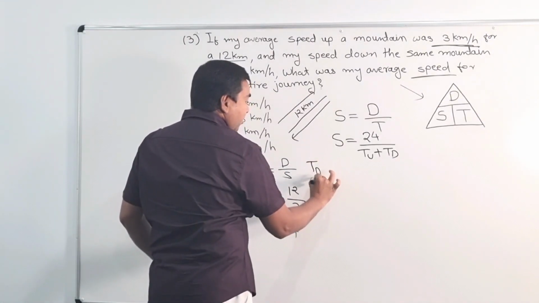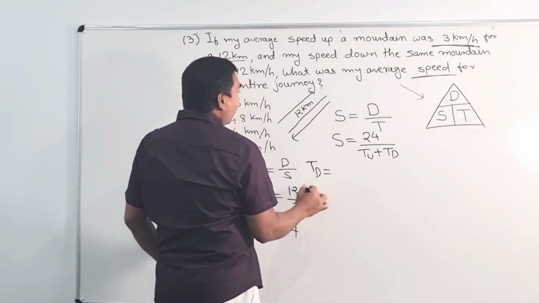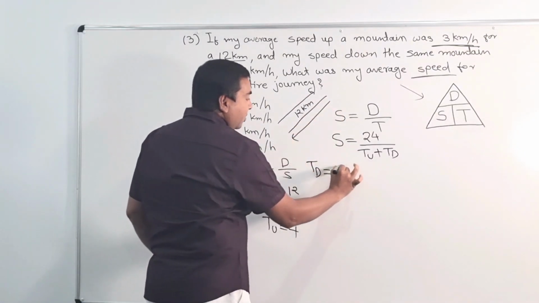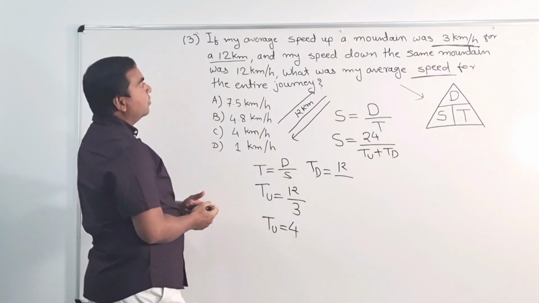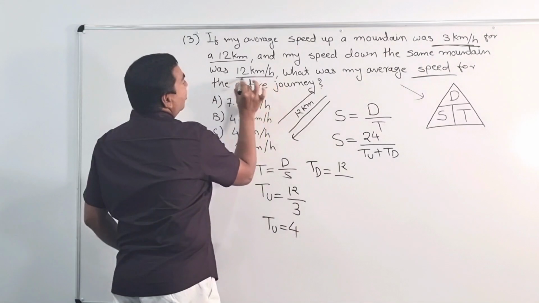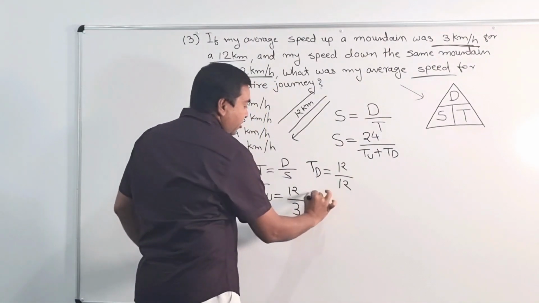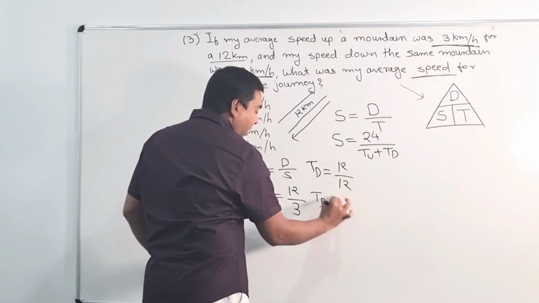Time to go down. So time is going to be distance upon speed. And what is the distance to come down? Same distance. So it's 12 kilometer to come down. What is the speed for coming down? It's written here. Speed down the same mountain was 12 kilometer per hour. So that speed is 12 kilometer per hour. So time to come down is 12 divided by 12, which is 1 hour.